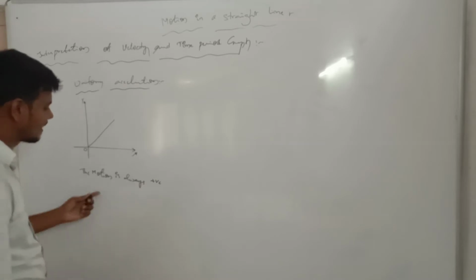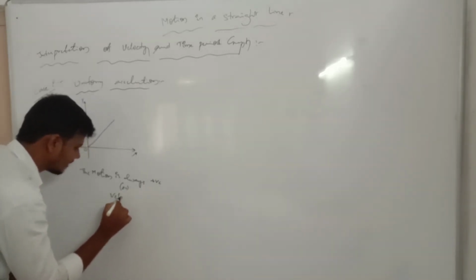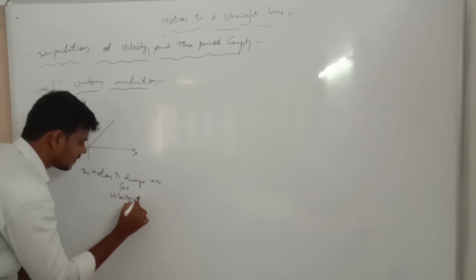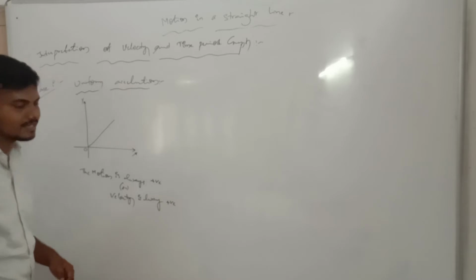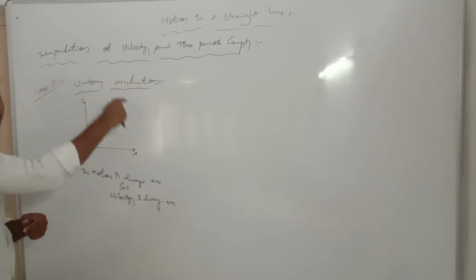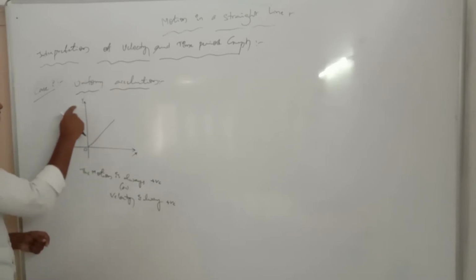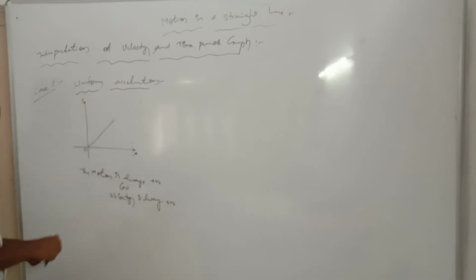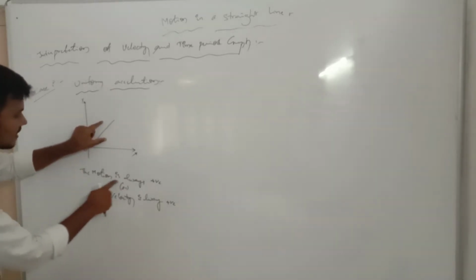Motion means we are taking that velocity. Velocity is always positive. How can we represent it? This is phase one. Phase one is we are taking only the positive one. This is positive, negative, negative, negative, negative, positive. There are four phases. The first phase we are taking, this one is only positive. The motion is always positive.